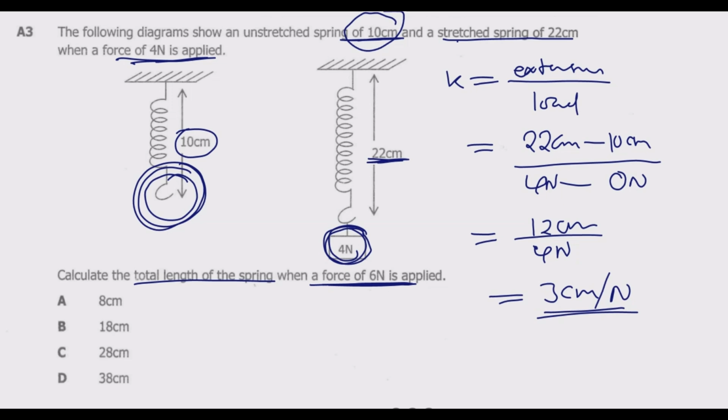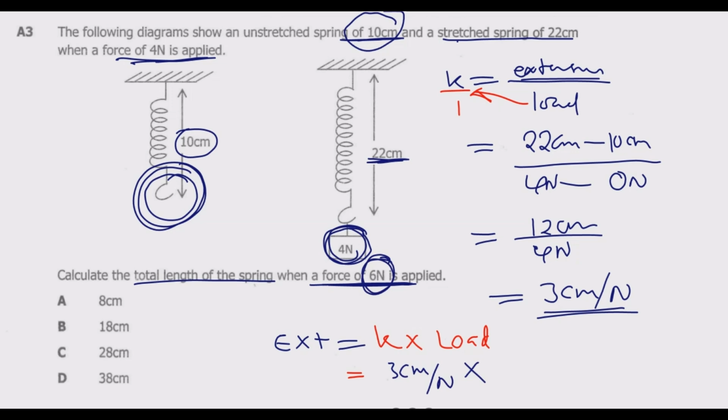So now what we need to know is the length of the spring. The extension, which we are looking for, will be equal to, so we cross multiply here. To find this extension, we cross multiply. It will be the constant multiplied by the load, that is before the elastic limit is reached. So we are going to have 3 centimeter per newton multiplied by the load, which is 6 newtons. You notice this newton and this newton cancel, then 3 multiplied by 6, we are going to get 18 centimeters.